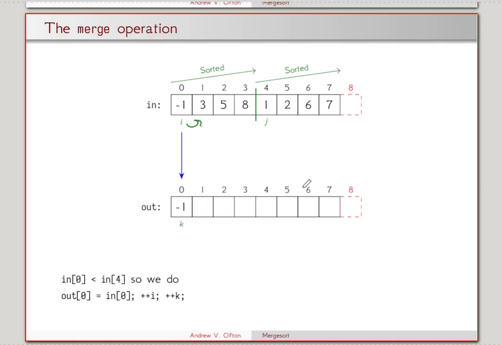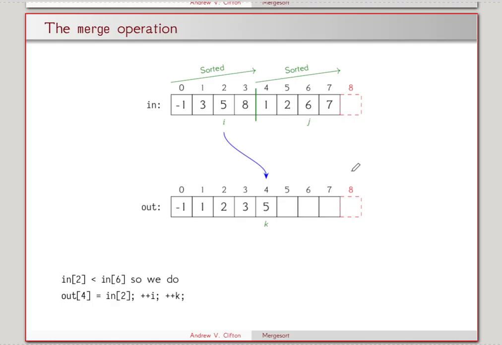So -1 is smaller than 1, so we copy the -1 down there, and then we increment I. I moves over here because we used up the -1. Now we're comparing this 3 with this 1. 1 is smaller than 3, so we copy the 1 down there, and then we increment J to move on to the next one. And so forth. 2 is smaller than 3, so we copy the 2 from J's side. 3 is smaller than 6. Look at where I and J are. 3 is smaller than 6, so we copy the 3 to the output. 5 is smaller than 6, so we copy the 5 to the output.